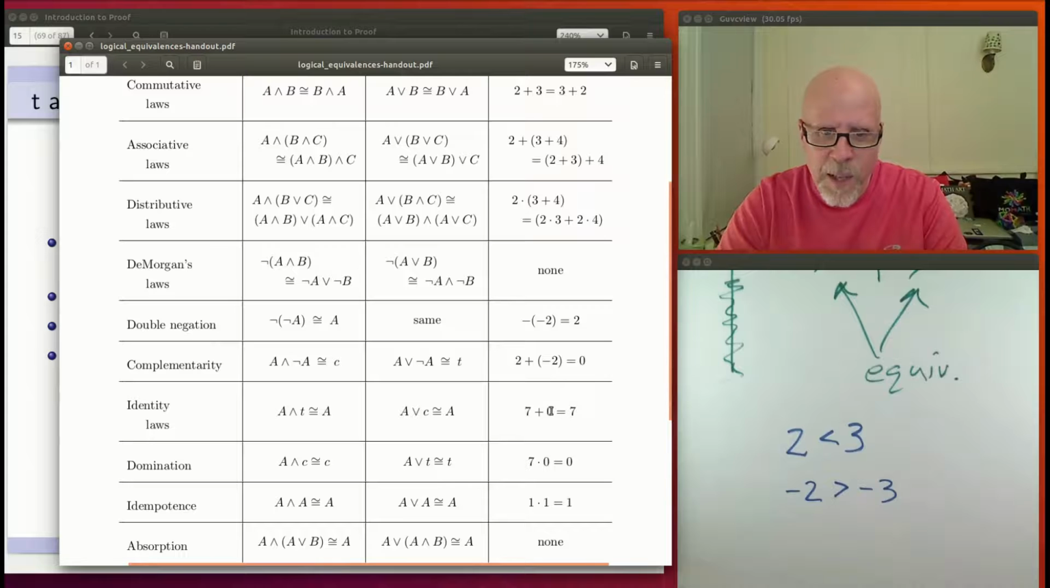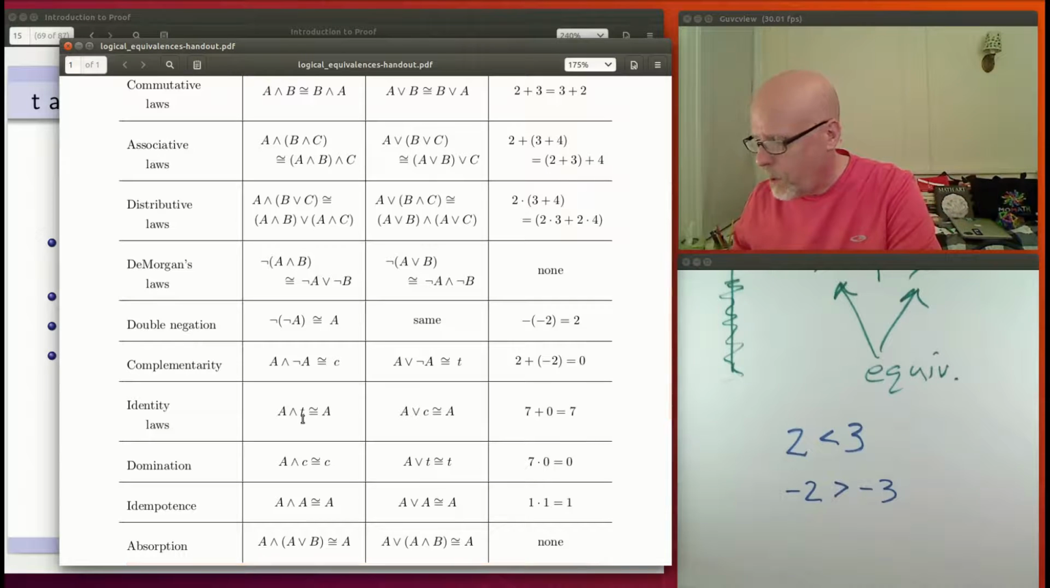Funny way to misspeak. When I add 0 to 7, I just get 7. If I have a statement and I AND it with a tautology, it does nothing. It just gets me that statement back again. It's a little bit like if you think about the circuit diagram.